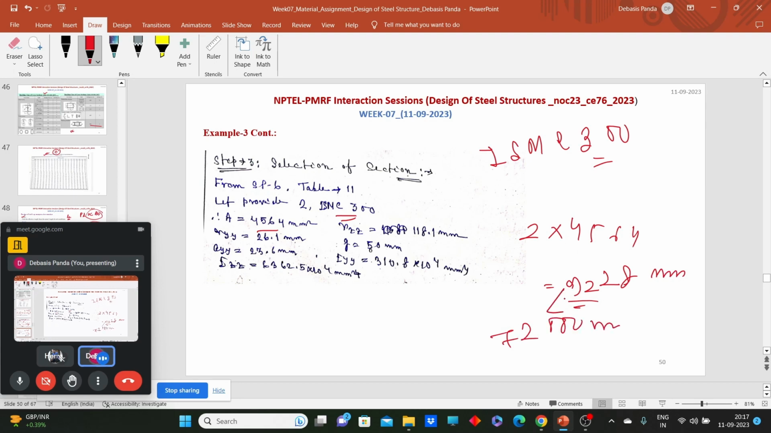So this is more than this. So that was the primary thing we need to consider while selecting that section. So we have selected ISMC and the subsequent values, like what will be the RYY for ISMC 400, what will be the RZZ for ISMC 400, what will be the CYY value, and what will be the G value, what will be the I value with respect to Z axis, and what will be the I value with respect to Y axis. So all these values we have collected from SP6.